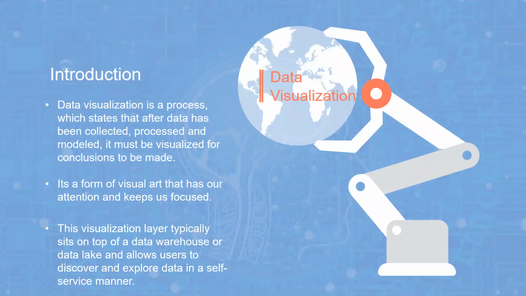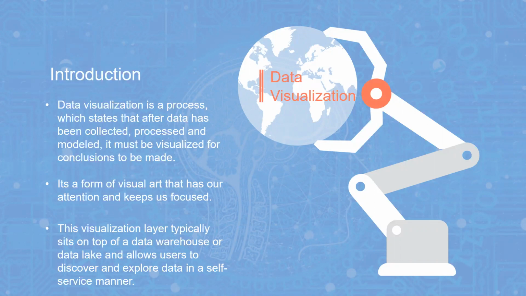So what is data visualization? It's basically a process which states that after data has been collected, processed, and modeled, it must be visualized for conclusions to be made. Now, what do I mean by that? It's actually the practice of translating information into visual context, such as a map or graph, to make data easier for the human brain to understand and pull insights from.